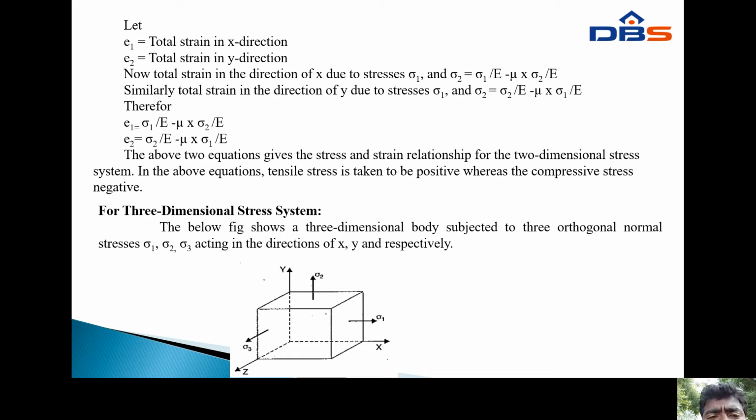Next, three-dimensional systems. In three-dimensional systems, we apply forces in three directions: x, y and z. The figure below shows a three-dimensional body subjected to three orthogonal normal stresses sigma 1, sigma 2, sigma 3 acting in the directions of x, y and z respectively.